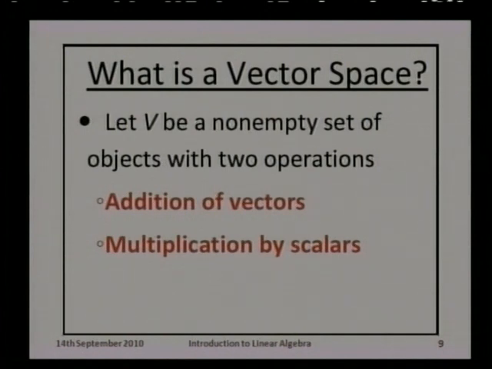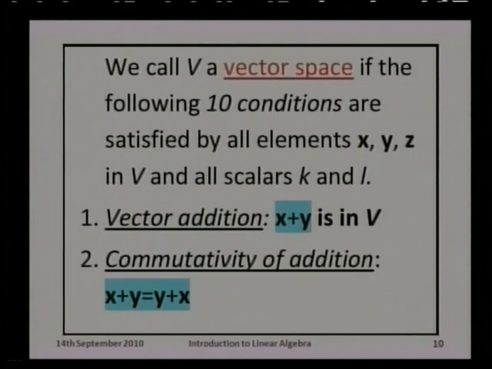Let V be a non-empty set of objects with 2 operations, namely addition of vectors and multiplication by scalars. We call V a vector space if the following 10 conditions are satisfied by all elements x, y, z in V and all scalars k and l. So, what are those 10 conditions? Let us see. First condition is vector addition. If x and y are elements of V, then x plus y is in V.